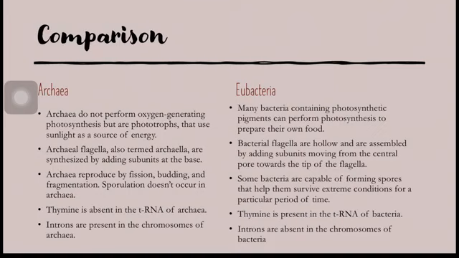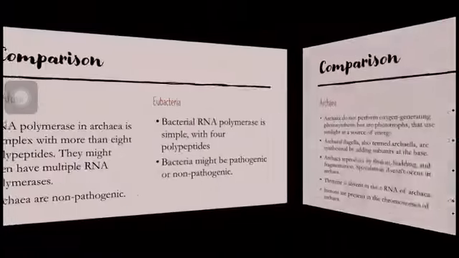produce any spore-like structures in the starving period under unfavorable conditions. But the bacteria are capable of such heat resistant structures, which can survive in the extreme conditions of the environment. Another comparison is thymine, which is not present in the tRNA of archaea, but it is present in the bacteria. Introns, which are the non-coding regions of the DNA, are present in the chromosomes of archaea. This character is similar to that of the eukaryotic feature. Introns are absent in the chromosomes of the bacteria.